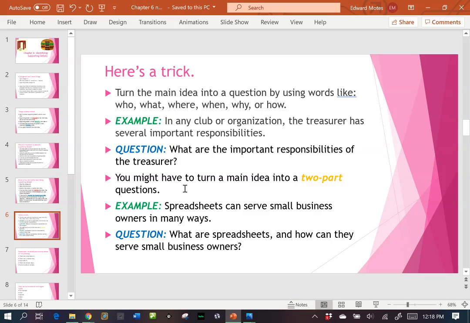Or you might have to turn a main idea into a two-part question. Here, the main idea sentence is, spreadsheets can serve small business owners in many ways. So we might have to ask ourselves two questions in order to figure out the supporting details. And here those are: What are spreadsheets, and how can they serve small business owners? So remember these two tricks. You can turn the main idea into a question, and sometimes that might be a two-part question.